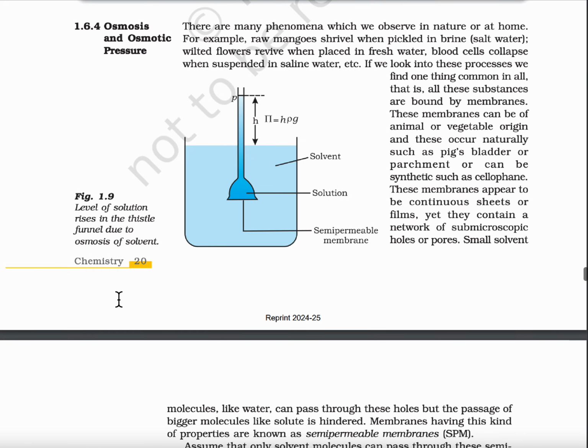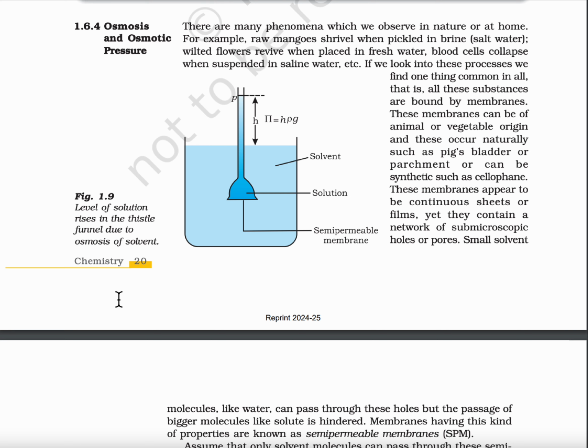Coming to the fourth colligative property, osmosis and osmotic pressure. Osmotic pressure is a colligative property, and we will also be learning about osmosis here. There are many phenomena which we observe in nature or at home. For example, raw mangoes shrivel when pickled in brine. Brine is nothing but salt water. Wilted flowers revive when placed in fresh water. Blood cells collapse when suspended in saline water, etc.